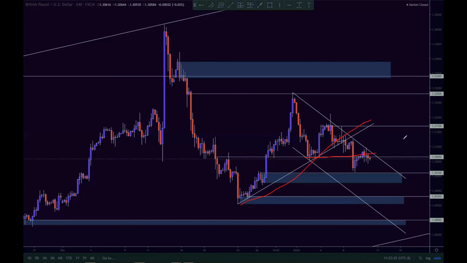of 1.3065. Our first target has been reached at 0.301. And also notice the structure that we got lower lows and lower highs.